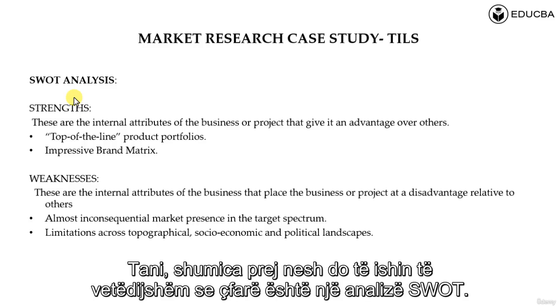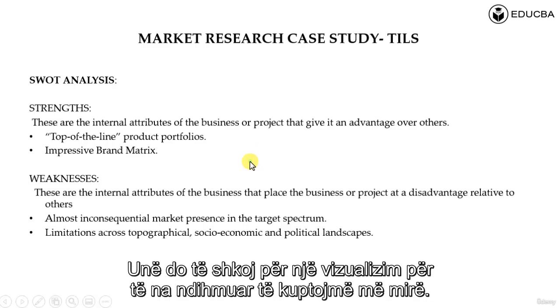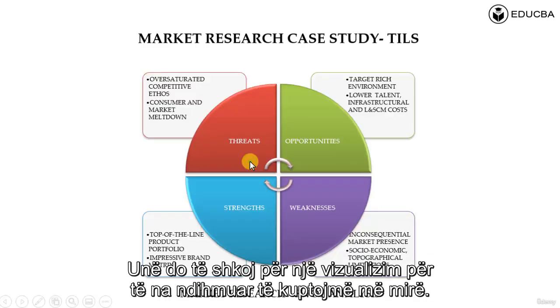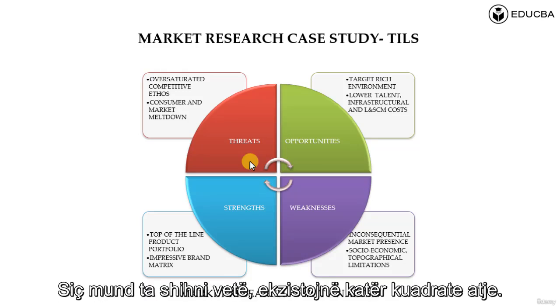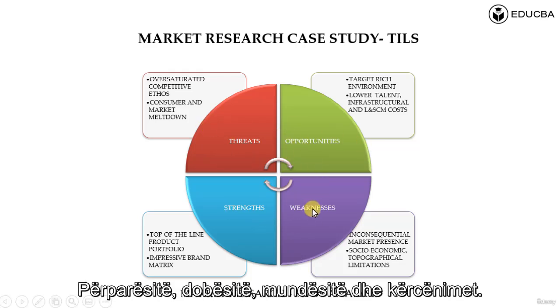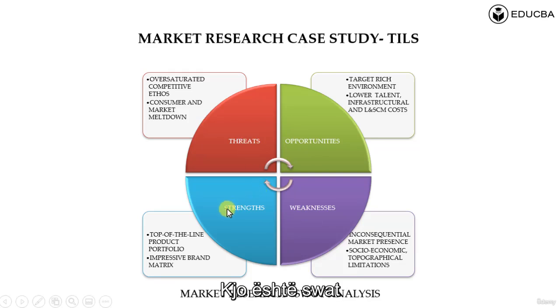Now, most of us would be conversant with what a SWOT analysis is all about, and I'll go for a visualization to help us understand better. Now, this is a visual representation of a SWOT analysis. As you can see for yourself, there are four quadrants out there: strengths, weaknesses, opportunities, and threats. This is SWOT. This is an acronym.